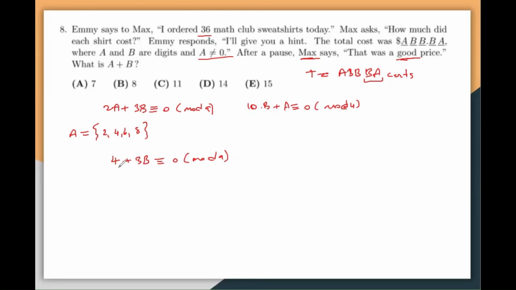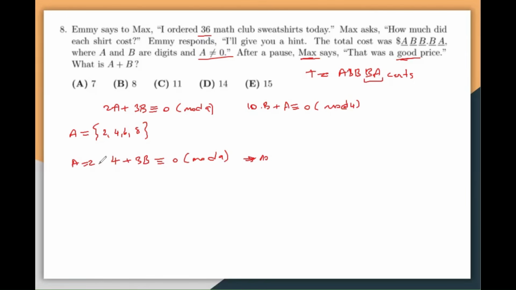If you get 27, you should get 23, no way. And then 36 will be 32, right? That will not be divisible by 3. And then 45 is 41, no good. So since B is a digit, the max B is 9, that's 27 plus 4, that's 31. So that means no solution for the case A is 2, right?